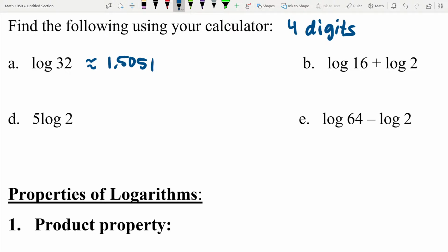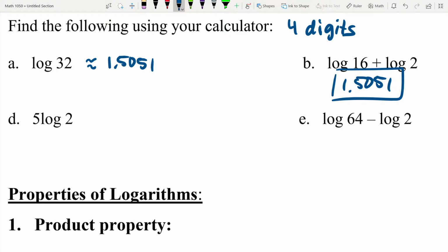You guys look at question B. It looks very different than question A, right? You've got 16 and 2 instead of 32. But look, log 16, close it off, plus log 2, close it off, hit enter, and you get 1.5051. It's exactly the same, it just looks different.